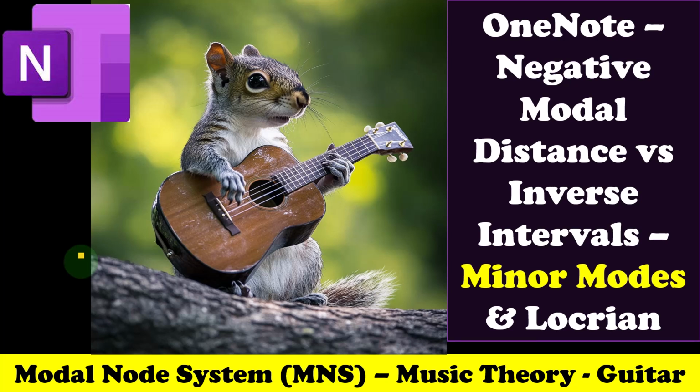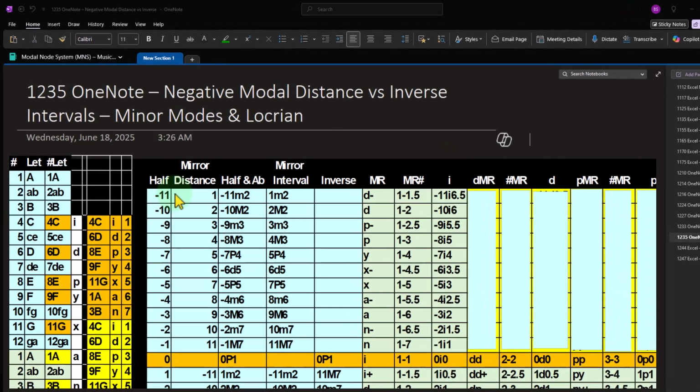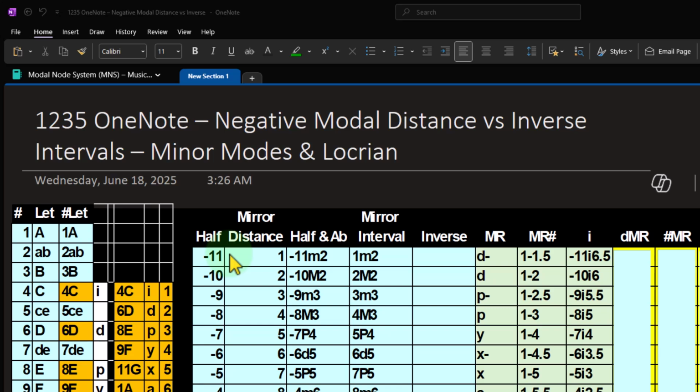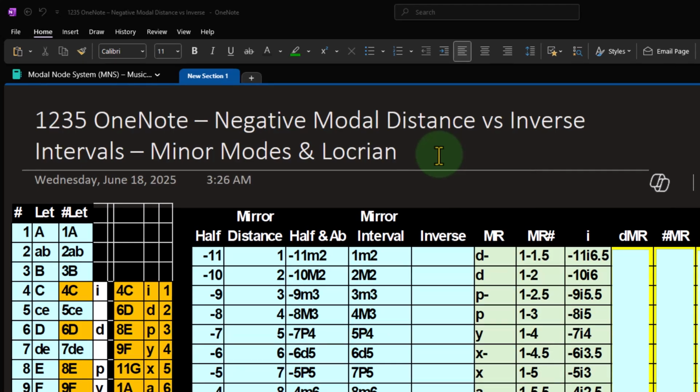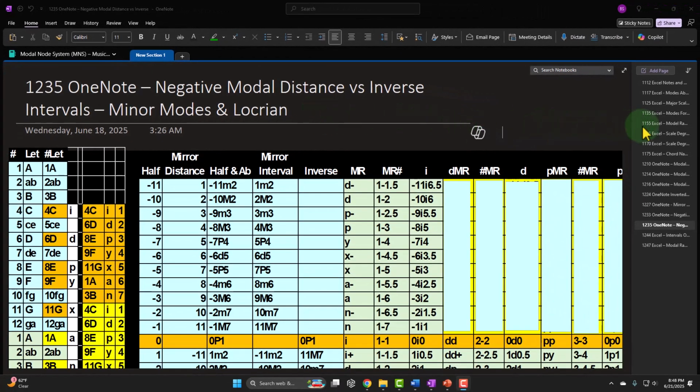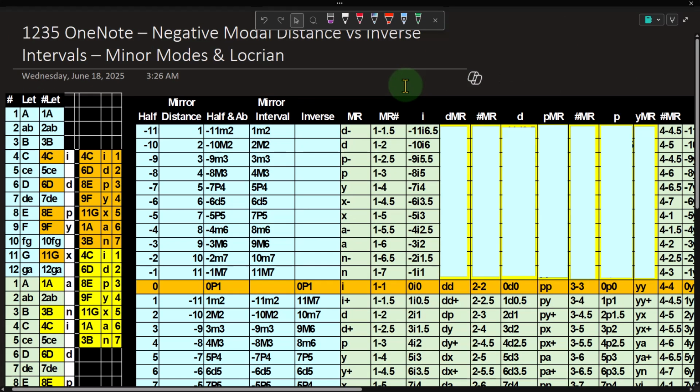So get ready and some coffee, because although we're just playing with OneNote, it's a beautiful note. You're not required to, but if you have access to it and would like to follow along, we're currently in the OneNote file of Modal Node System, MNS Presentation 1235, OneNote, negative modal distance versus inverse intervals, minor modes, and Locrian. List of presentations over here. We plan on adding plenty more to it shortly, however.